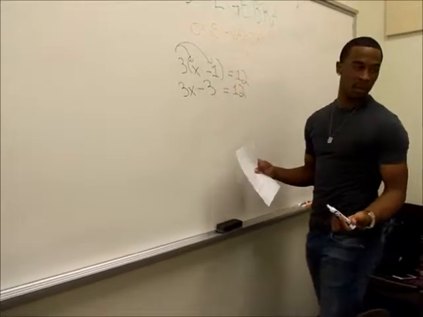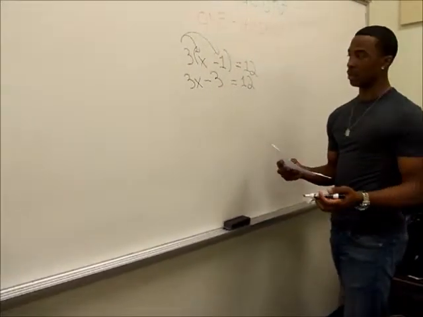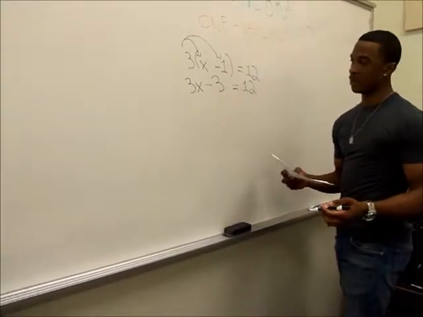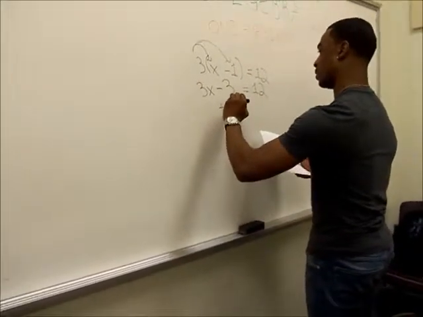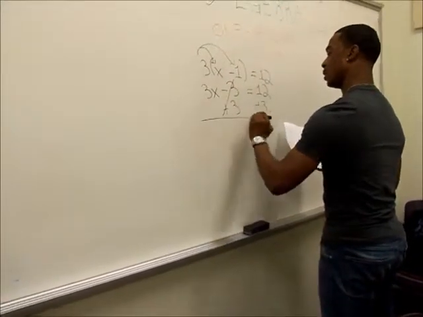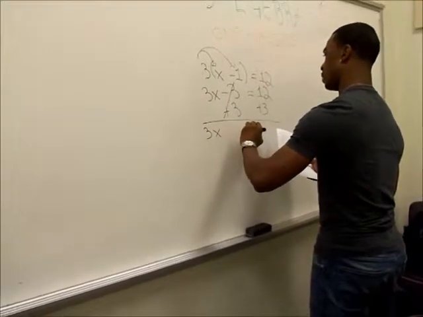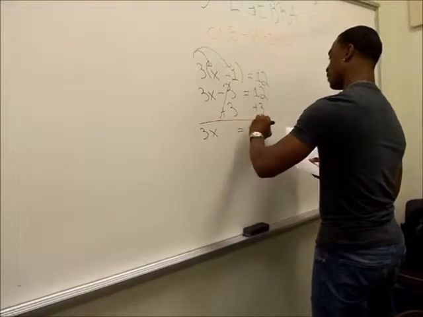So what would we do from here to get the 3x by itself? You would add the 3, right? Add the 3 to both sides, correct. So add 3 to both sides. And then we'll bring down the 3x equals, and then 12 plus 3 equals 15.